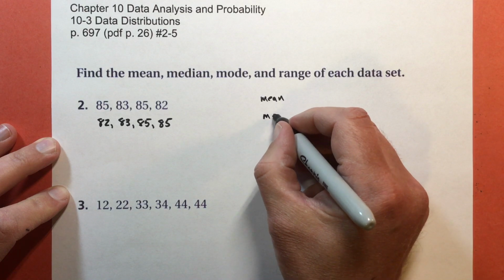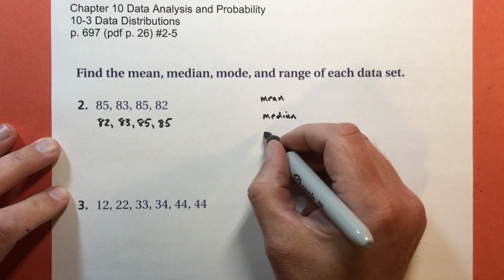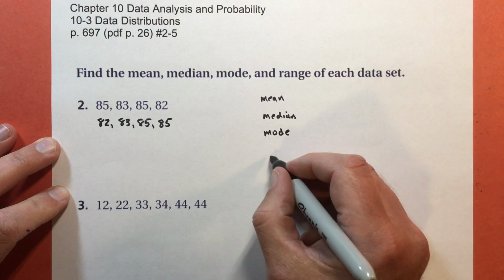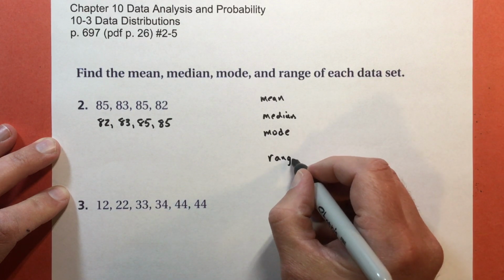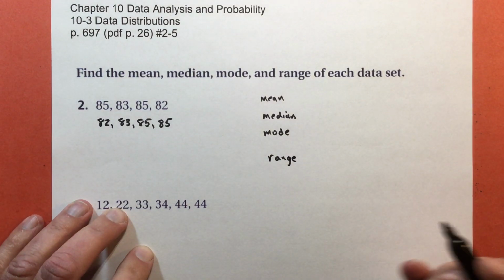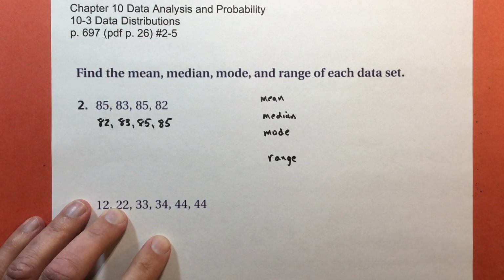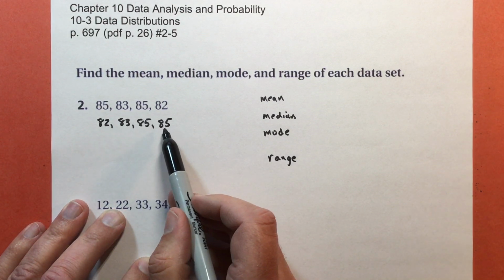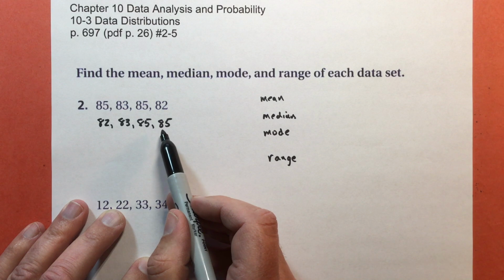Okay, that's useful. So we're going to find the mean, the median, and the mode. And then separate from those, I'm going to include the range. So first, let's find the mean. I'm going to add these four numbers up. I'm going to find what we call the sum, the total of them.